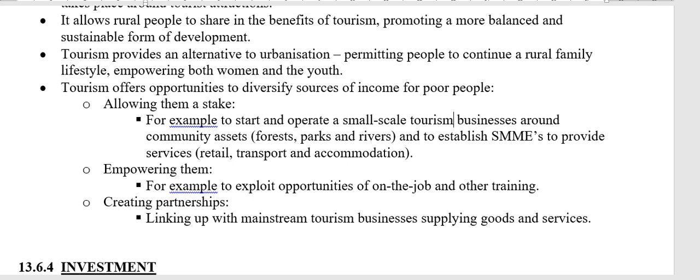Now, how does it create an income and relieve poverty in the rural areas? First of all, by allowing them a stake. Okay, a stake means ownership. All right, a share. A stake is basically a share.